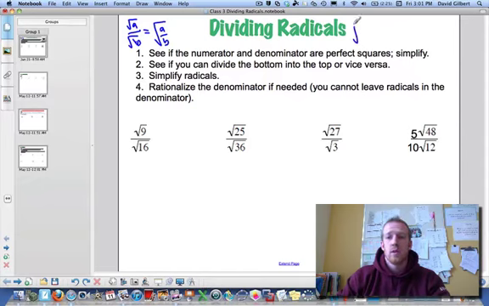Other times, you may have something like this, and it may be easier to make it the square root of a over the square root of b. Then you can simplify the top and the bottom separately. So those are two ways to think of it.